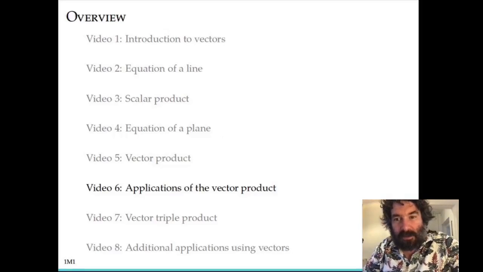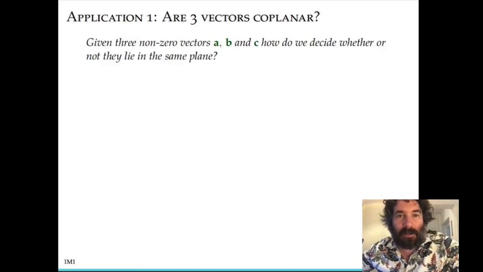Hello, welcome to the sixth video on vectors. In this video I'm going to discuss a few applications of the vector product, and actually we'll look at even more applications of the vector product in the eighth video on additional applications using vectors. But in this video we'll look at just two applications.